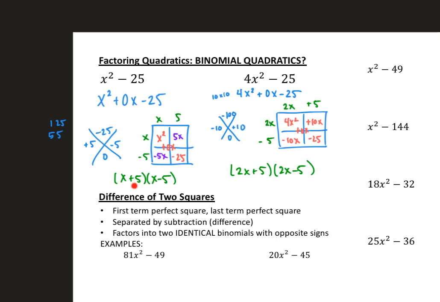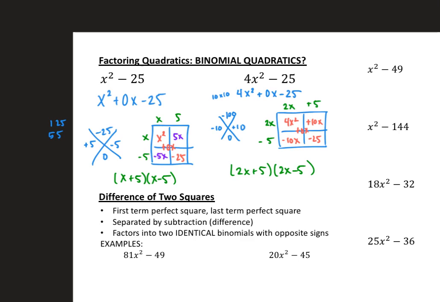So if you look at these two solutions, there's something interesting about them. They're almost identical except that they're opposite signs. That is because this is a special type of quadratic. It's called a difference of two squares.